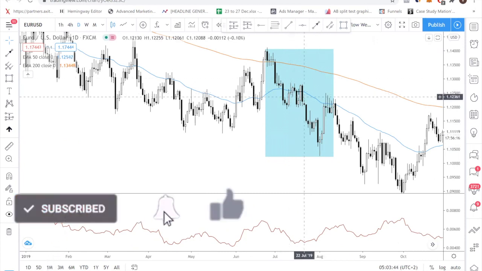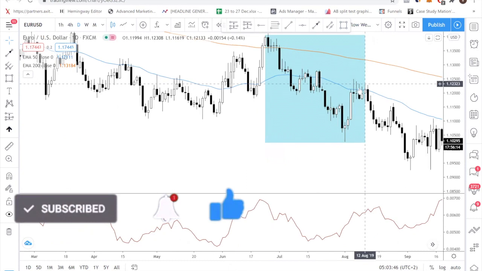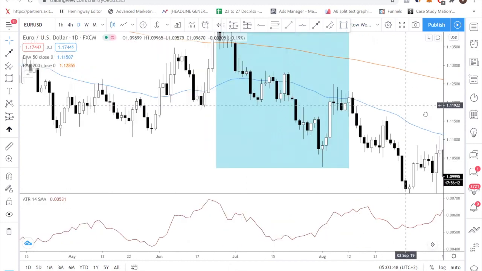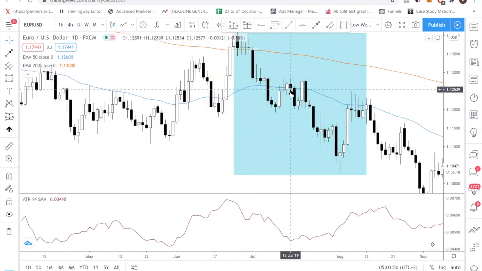Over here, if you zoom in, you can see that we have a very nice pin bar. What we do is that we have the ATR as well. For our entry we use the candlestick pattern. For our stop loss we use the ATR. Right here I have the 14 day ATR, and we're in the day chart.